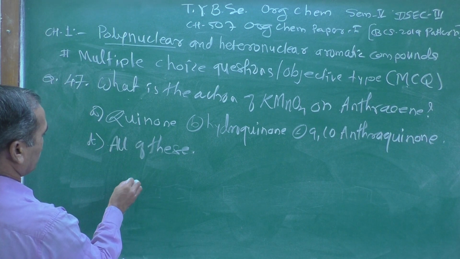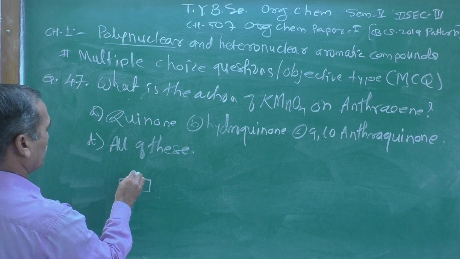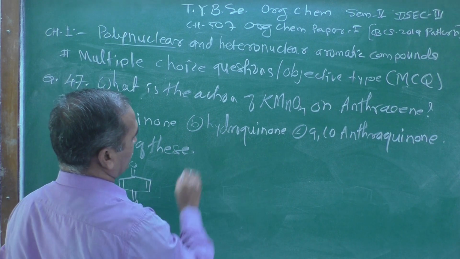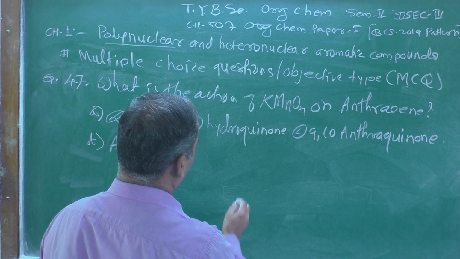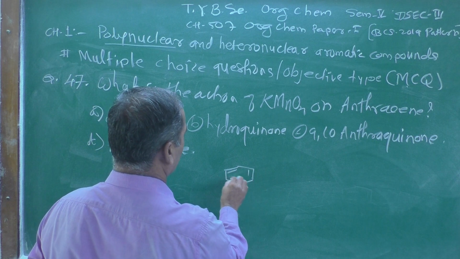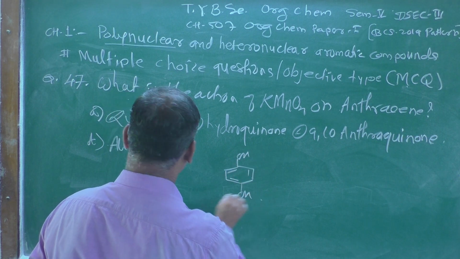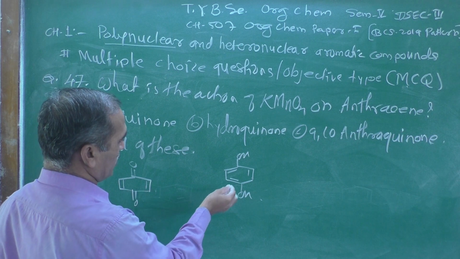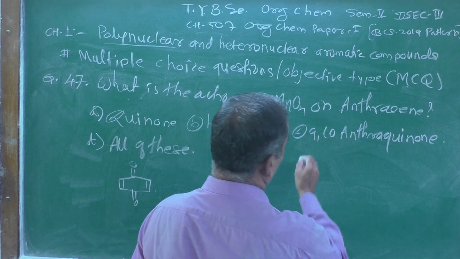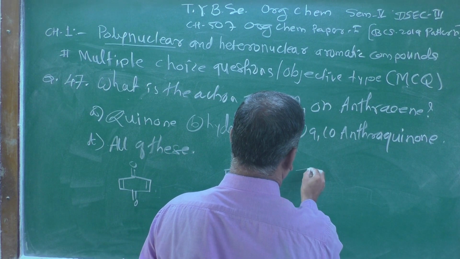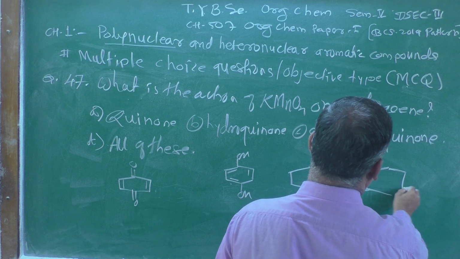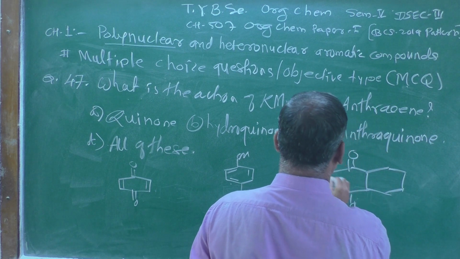Let's see the structure of quinone. The structure of quinone will be this one. If you remember the structure of hydroquinone, it will be this one, OH and OH. This is a non-aromatic compound, while hydroquinone is an aromatic compound. And now the structure of 9,10-anthraquinone will be this one, and it is written here like this.